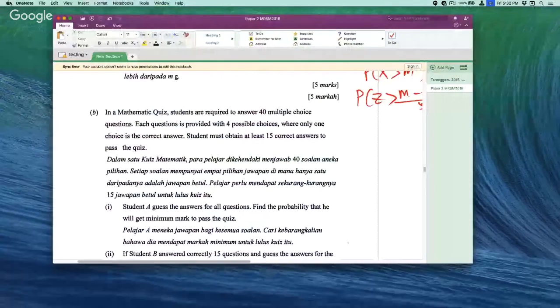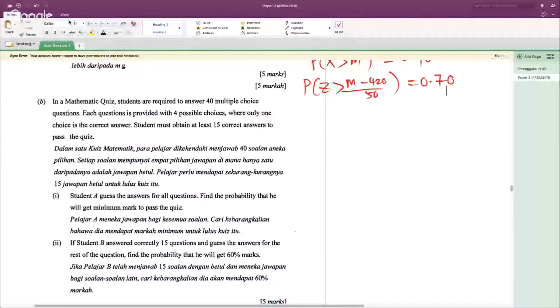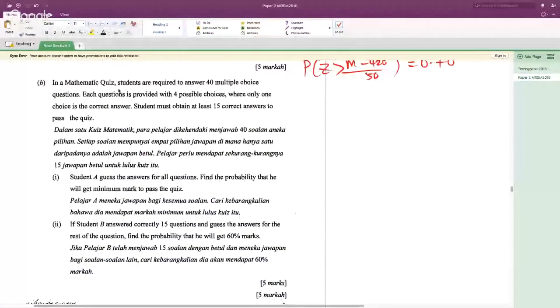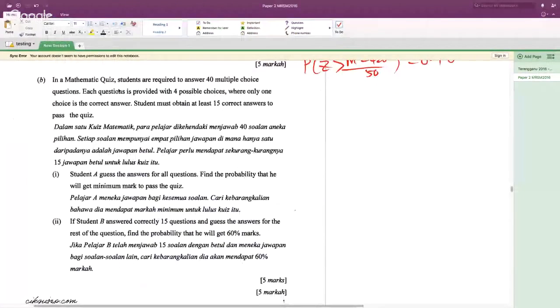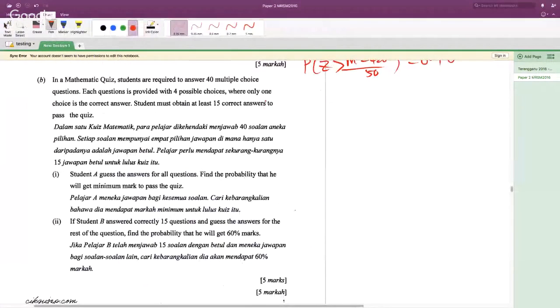Okay, then we go to part B. In the mathematics quiz, the students are required to answer 40 multiple choice questions, MCQ. Each question provides 4 possible choices like A, B, C, and D. Which one is correct? Maybe B is correct. So over here, I know my p is 1 over 4, meaning 4 choices, only 1 is correct. So my q is 3 over 4. My n is equal to 40.